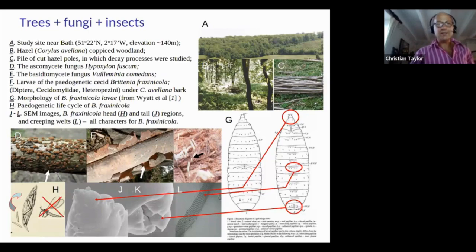So I'm working on that. So here's the woodland site. You can just see it top right near Bath in Conkwell, near Dundas Aqueduct, just outside Bath. And bottom left, we can see Hypoxylon fuscum. Volumnia comedens is a Basidiomycete that actually causes bark to roll.